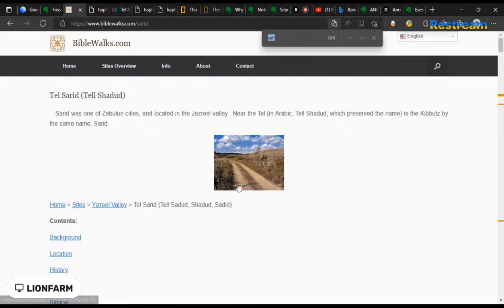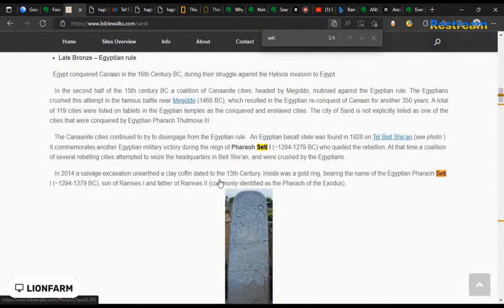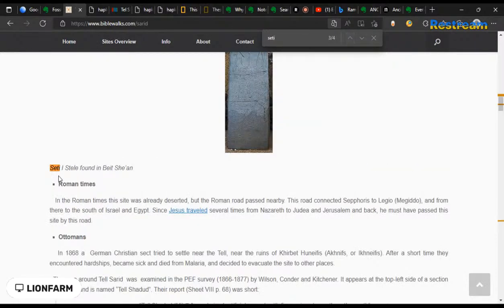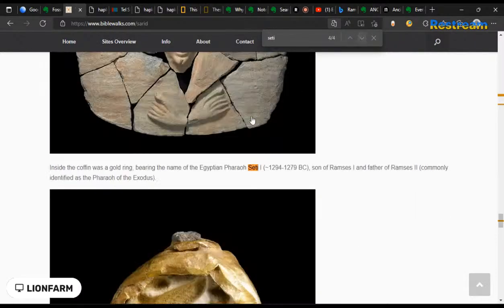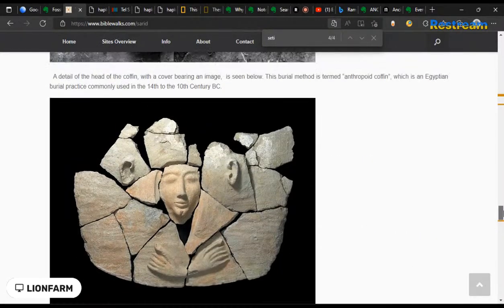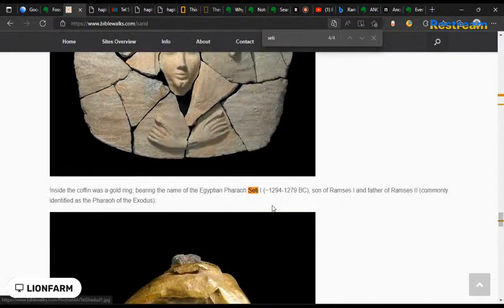So right here at Tel Shadud, or Tel Sharad, you can see right here, talking about Seti. You can see when they're talking about him, just go down right here. Remember we was talking about that inside the coffin? Was that writing of Seti right there, in that certain time frame? That's going to be important.